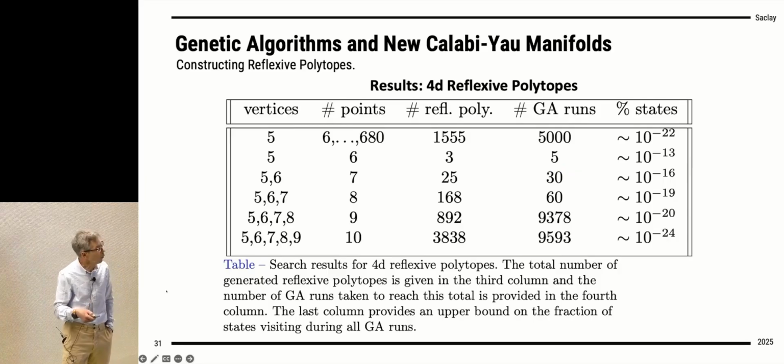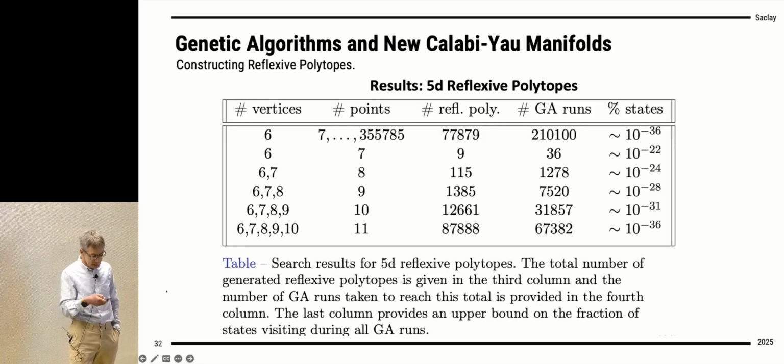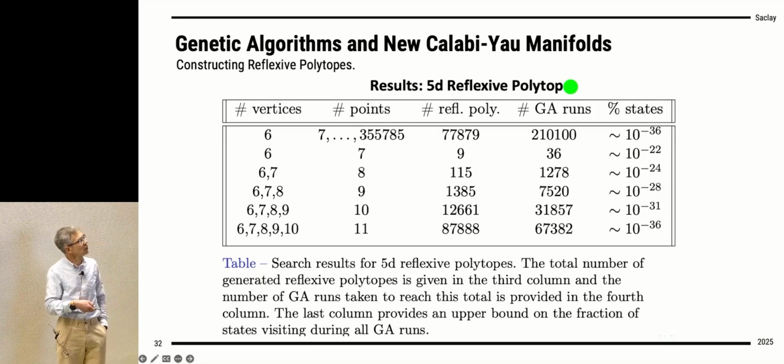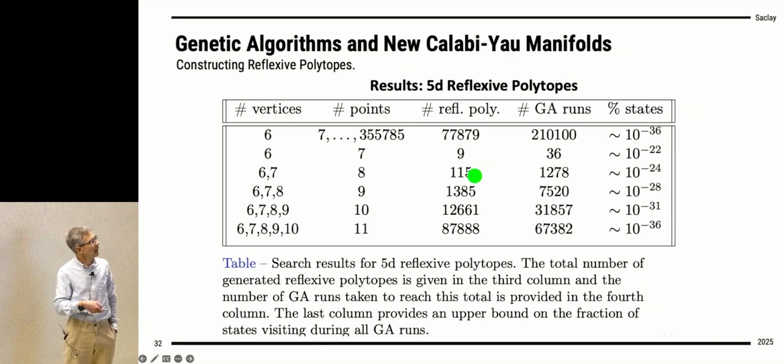Okay, so this is all known. The important thing now is going to 5 dimensions to construct new reflexive polytopes. And of course, in this case, we don't know whether we exhausted the list or not, but these are the numbers of reflexive polytopes that we have been able to construct if you start with a small number of vertices and a small number of points.